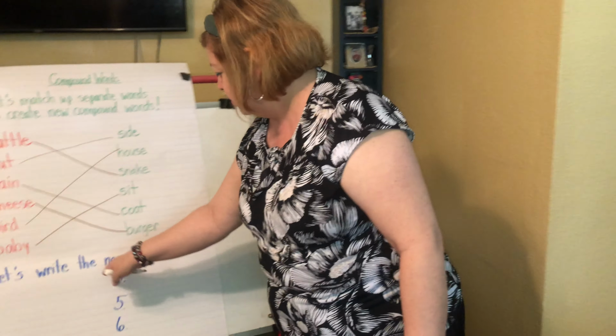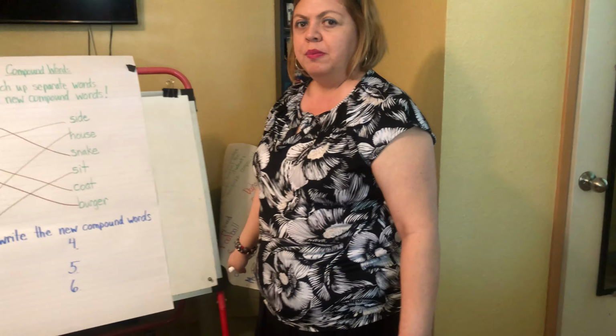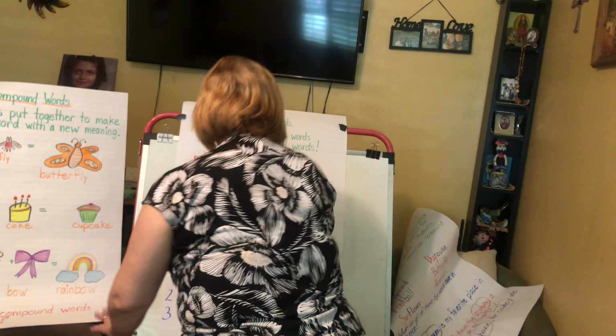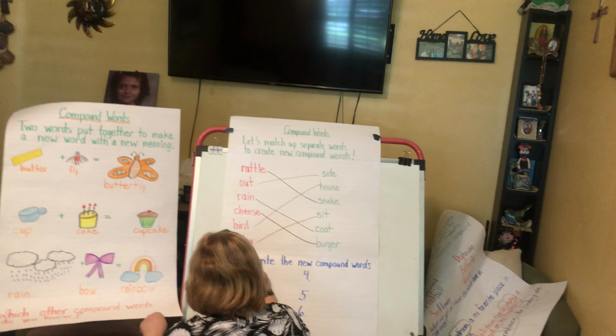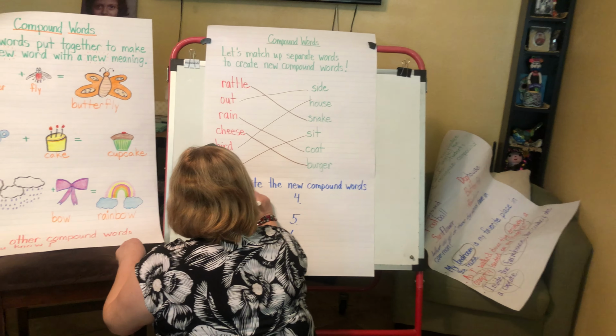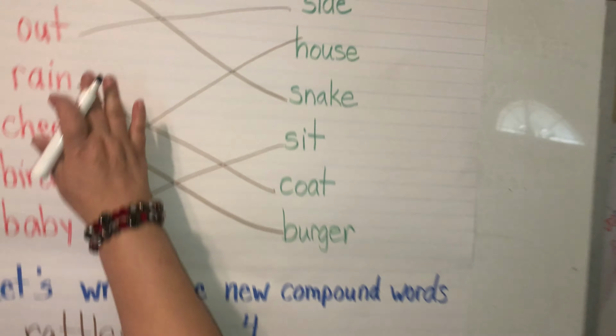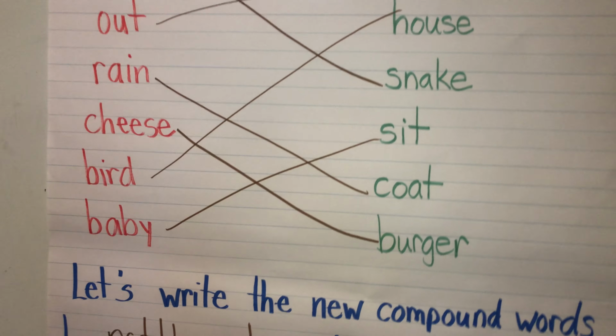Now, let's write the new compound words on the line. So we have rattle and snake. Rattlesnake. Out and side, outside.